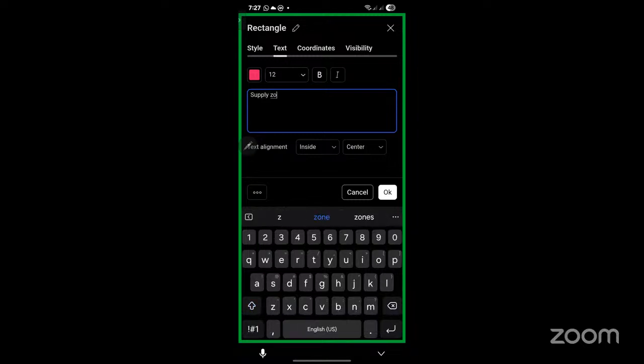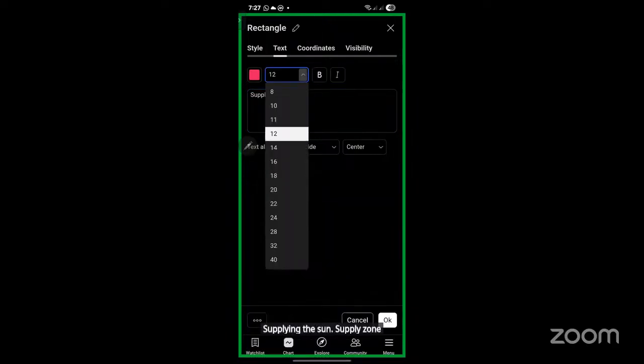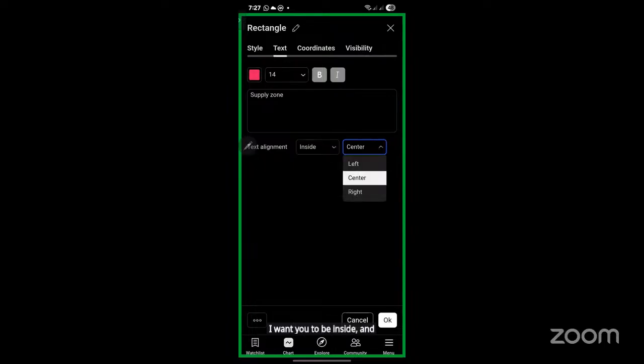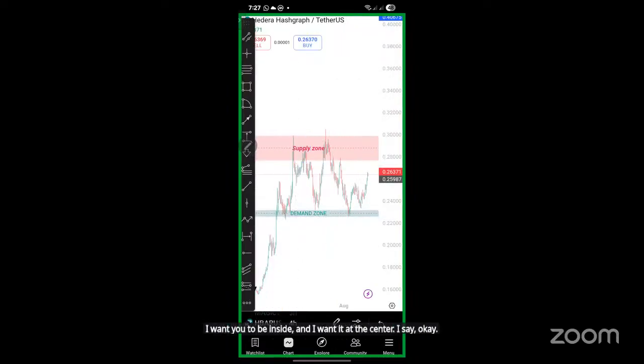Supply zone. Choose the font. I want font 14. I want it to be bold. I want it to be italic. I want it to be inside, and I want it at the center. I say okay. So the word will appear there, supply zone, demand zone.